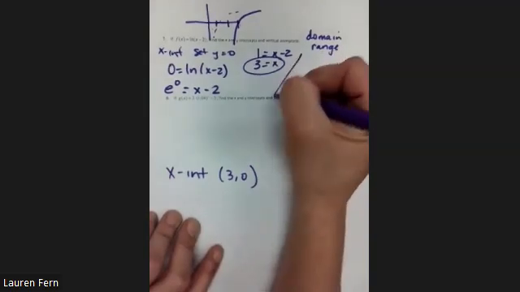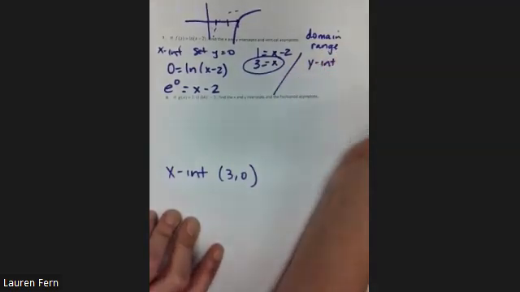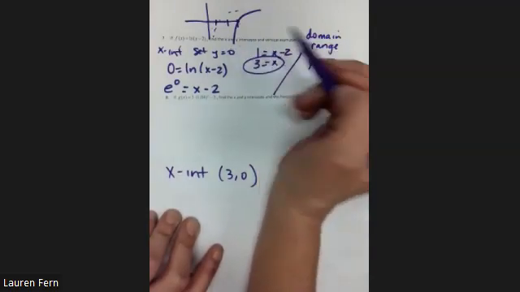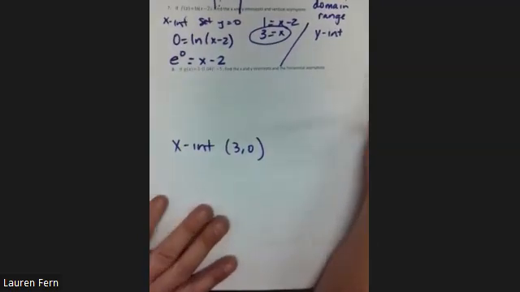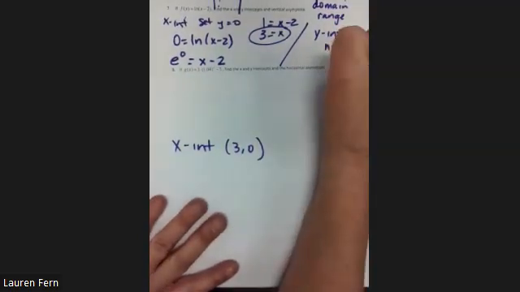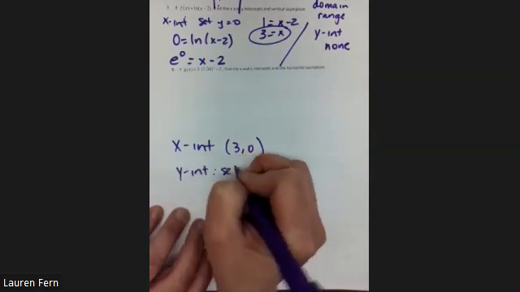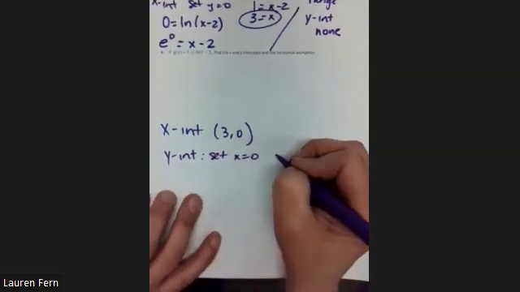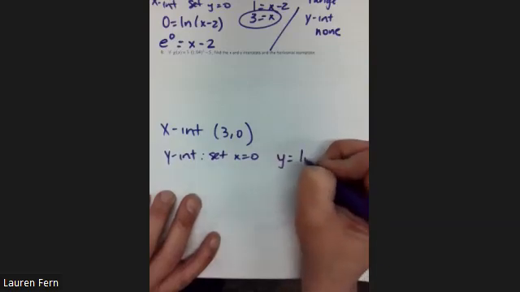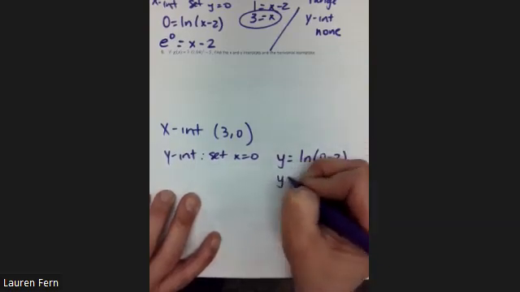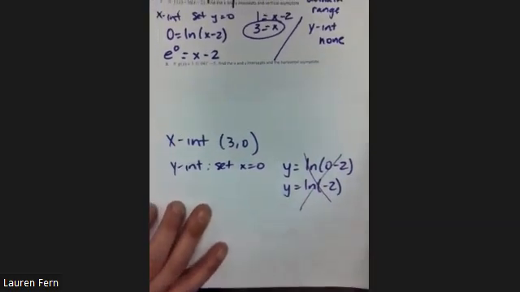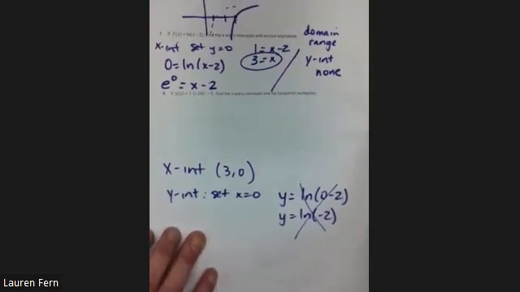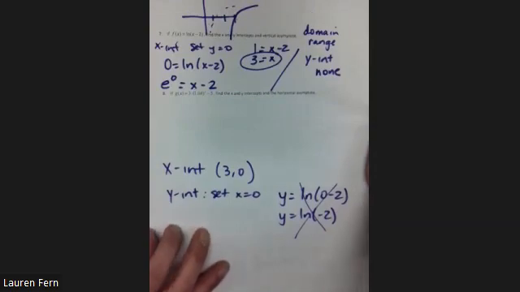Now, what about our Y-intercept here? Well, by my graph, it sure doesn't look like it's going to go anywhere near my Y-axis. A way that you can verify that there is none is by saying, in order to find my Y-intercept, I would set x equal to 0. But if I plug in x equals 0, that means I'm taking the log of a negative number, which is illegal. So in this case, there is no Y-intercept.